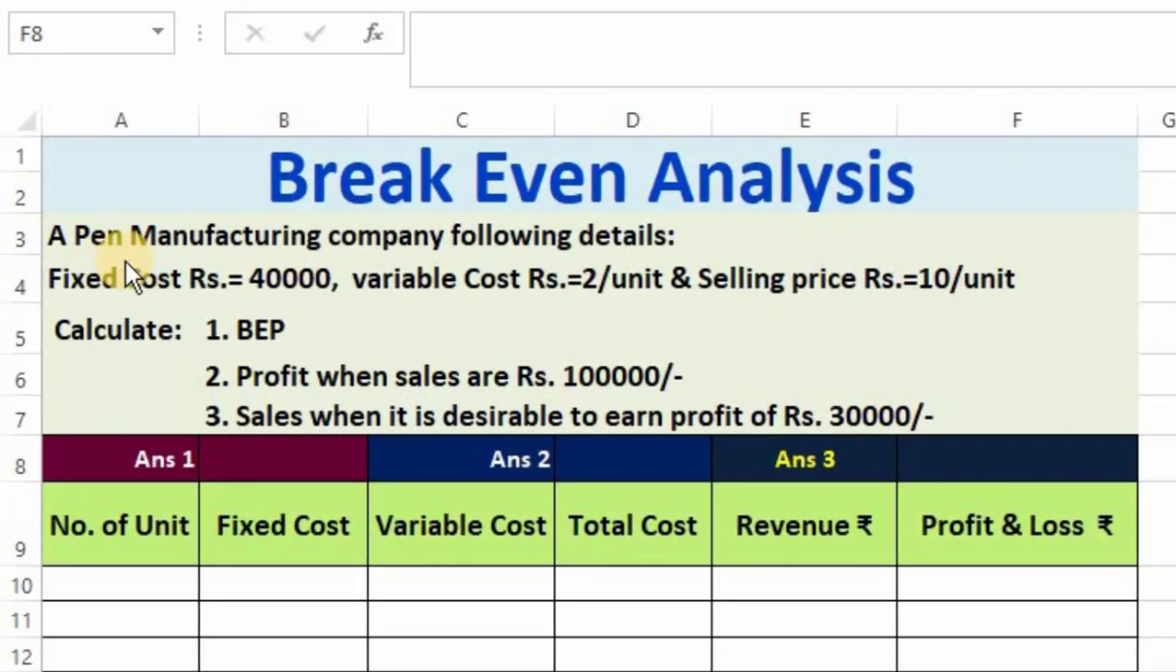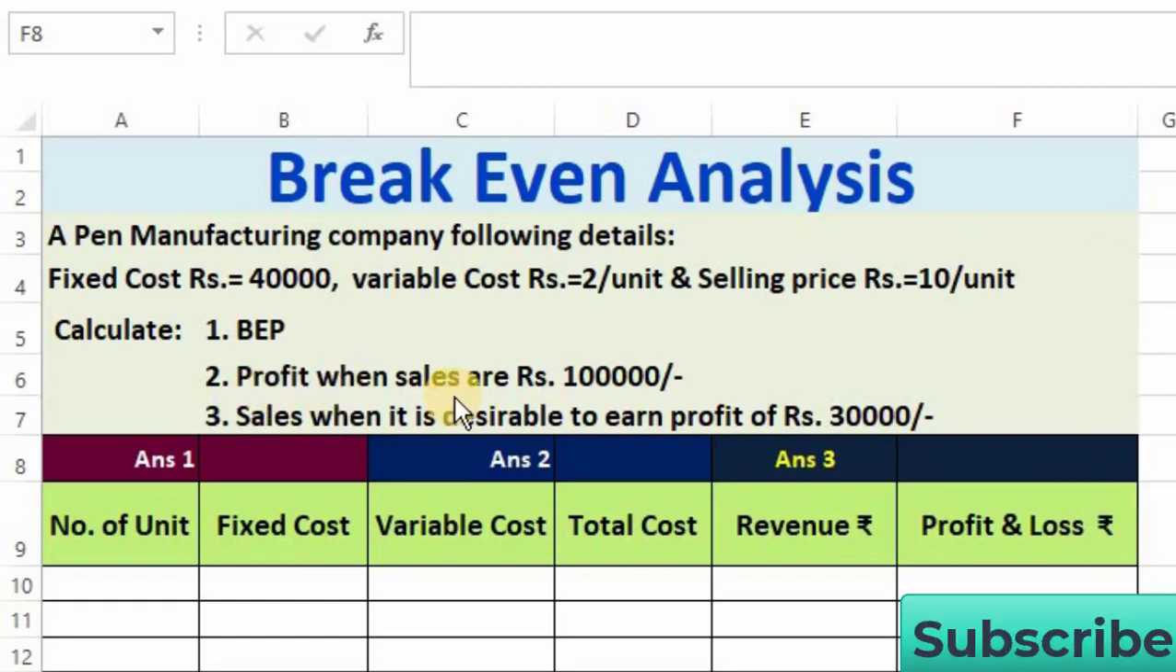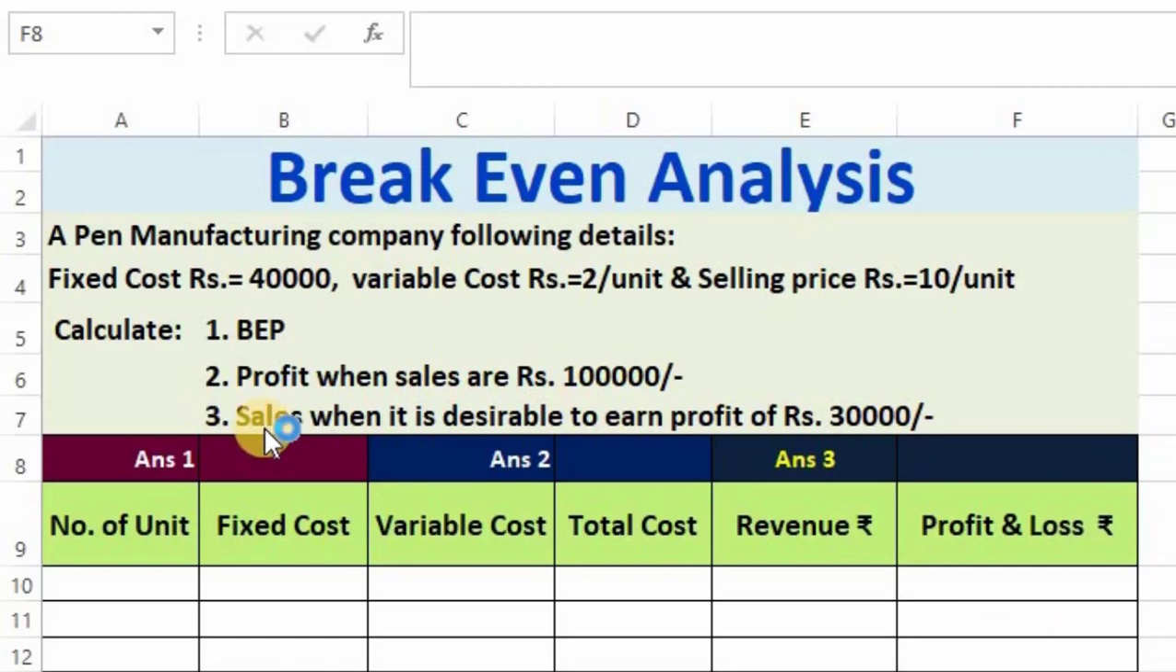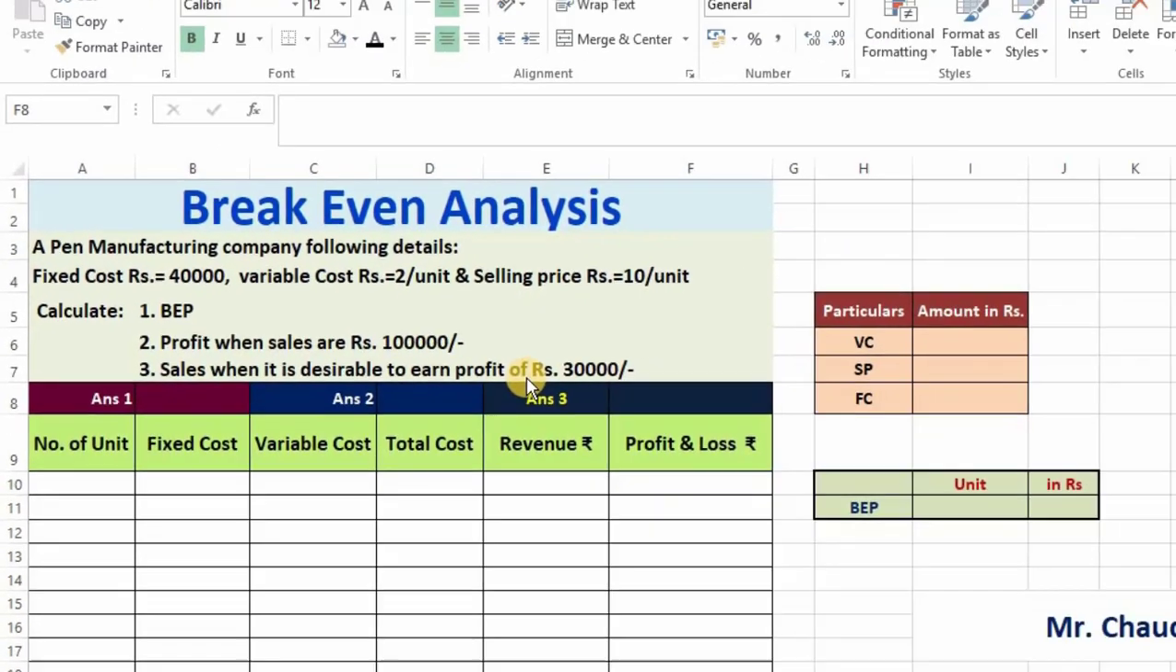Okay, so see here, a pen manufacturing company has the following details: fixed cost is rupees 40,000, variable cost is 2 rupees per unit, and selling price is 10 rupees per unit. Calculate, first, the break-even point. Second, the profit when sales are 1 lakh rupees. Third, the sales when it is desirable to earn a profit of 30,000 rupees.